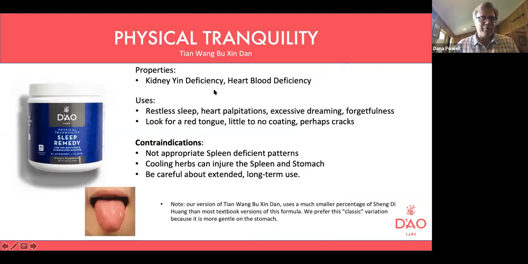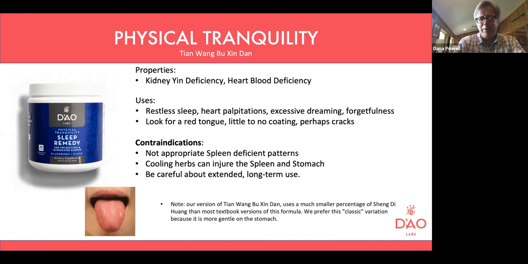Okay, next we've got physical tranquility. So this is our other sleep remedy. This one is for treating a kidney yin deficiency along with a heart blood deficiency. So a different pattern than mental tranquility. You're also going to see presentations of restless sleep, heart palpitations, but you may have excessive dreaming. That's a sign of some deficient heat, more so than you would with Gui Pi Tong.